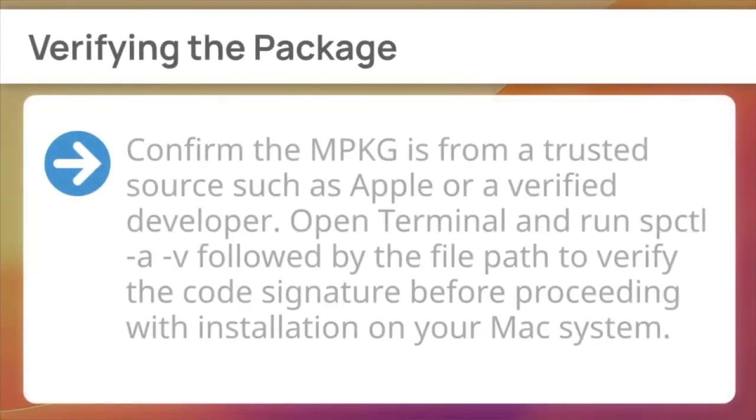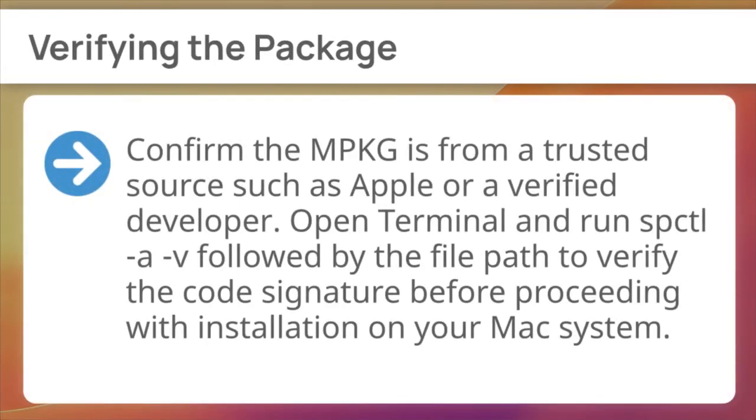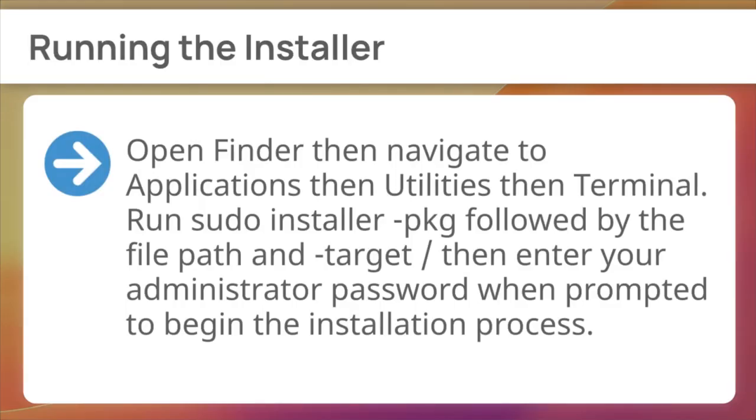First, verifying the package. Confirm the MPKG is from a trusted source such as Apple or a verified developer. Open Terminal and run spctl -a -v followed by the file path to verify the code signature before proceeding with installation on your Mac system. Next, running the installer. Open Finder, then navigate to Applications, then Utilities, then Terminal. Run sudo installer -pkg followed by the file path and target, then enter your administrator password when prompted to begin the installation process.